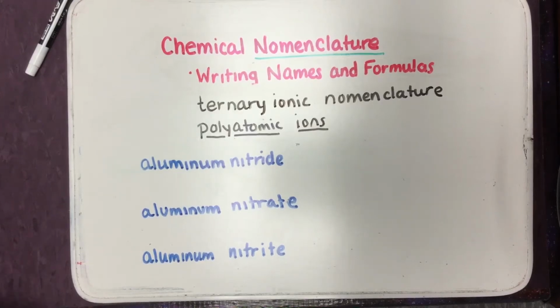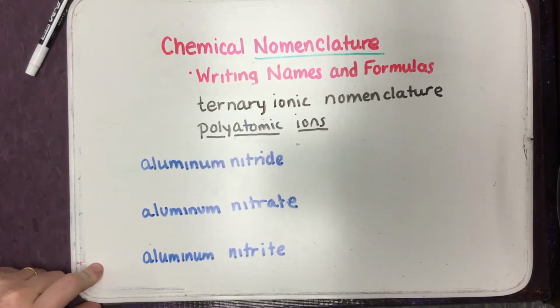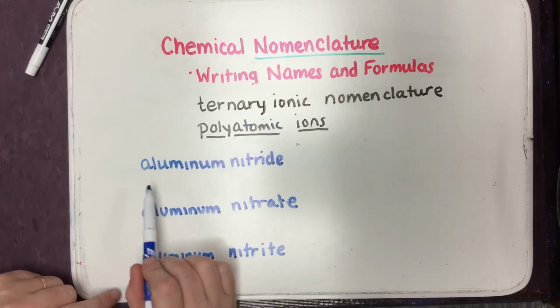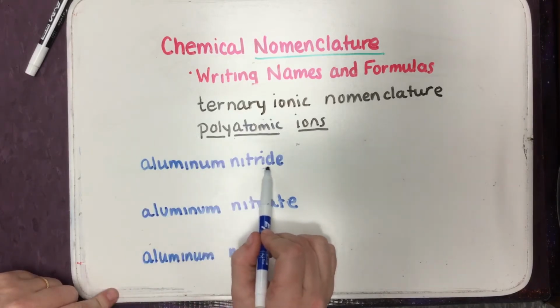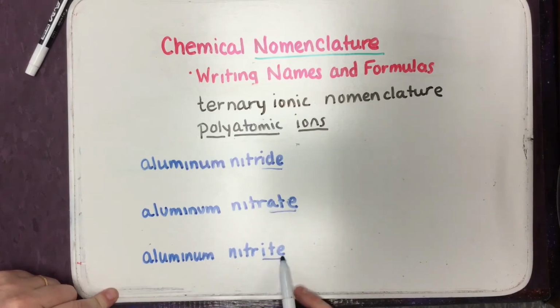Now that you've looked at the notes for our ternary ionic nomenclature, we're just going to talk through 3 quick examples to make sure that you understand everything from today's lesson. So we're going to look at the difference between an aluminum nitride, aluminum nitrate, and aluminum nitrite.